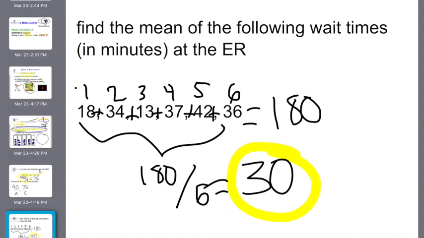And really, guys, that's just what a mean is. We're going to talk about median tomorrow. But for right now, all we're doing is adding them up and dividing by how many there are. And that is our mean. All right.